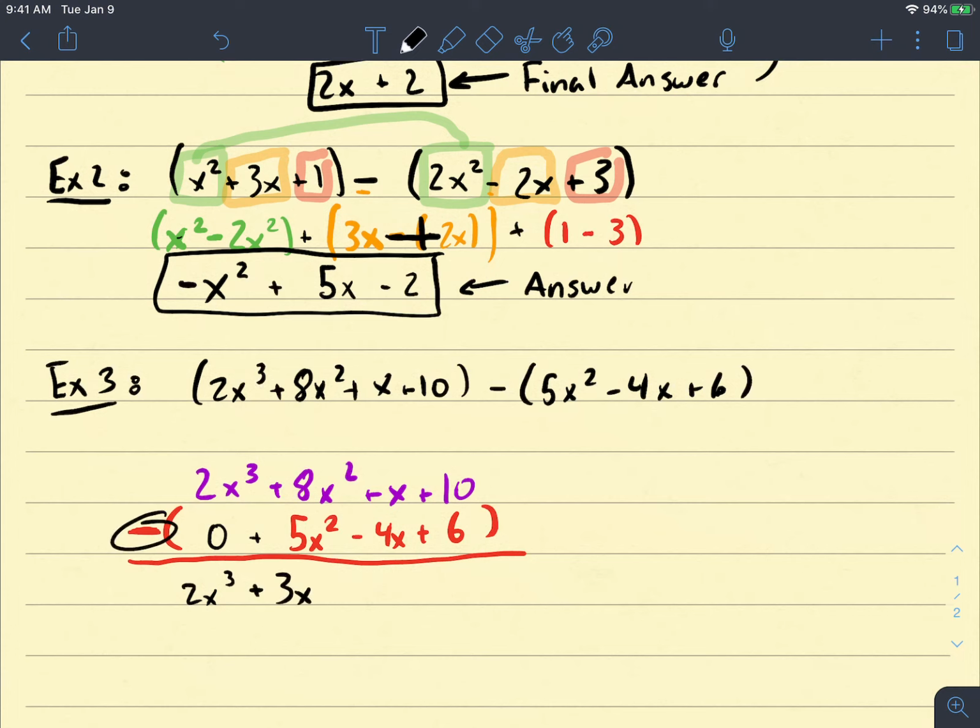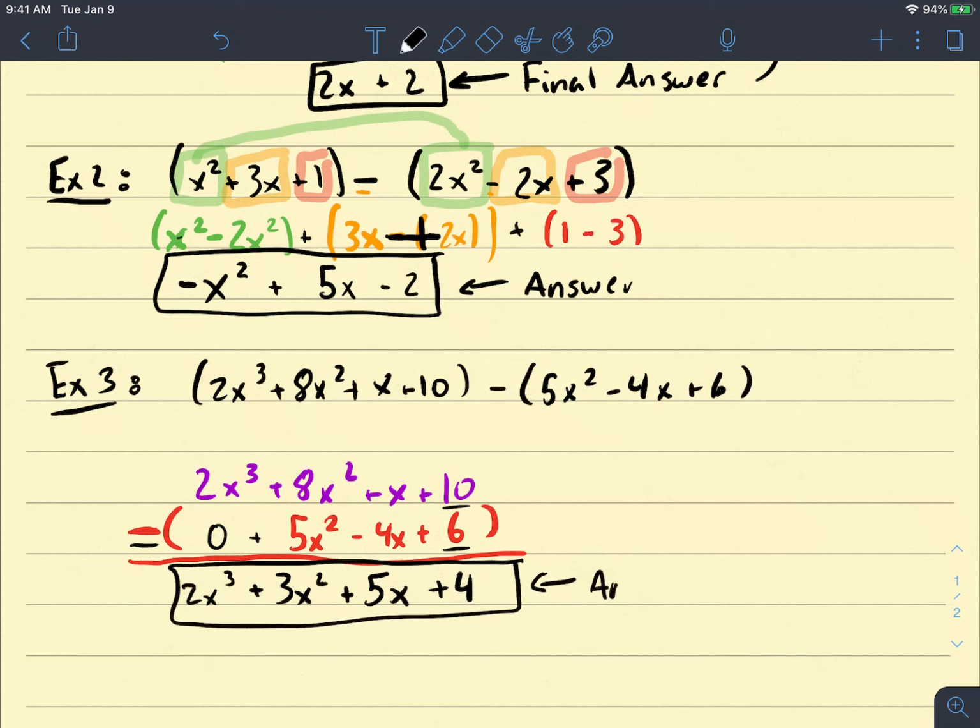So because of this minus, we're going to subtract. All right, that's why we have it on the outside. And now we have x minus a negative. That's going to be what? Plus. So x plus 4x, right? X plus 4x is going to give us, oh, this is squared. That's going to give us 5x. And then 10 minus 6 is going to give us 4. And this is going to be our answer.